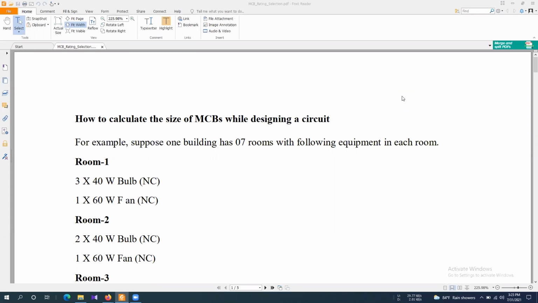This is the last topic from this syllabus, of course. I will give you just an overview of how these ratings are selected. Then you study it in detail at home. You practice some examples and consider some practical scenarios. Then you will be able to know how to do this.